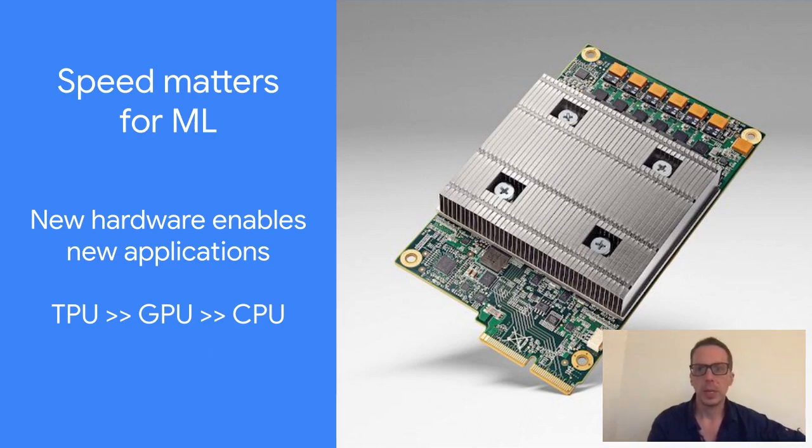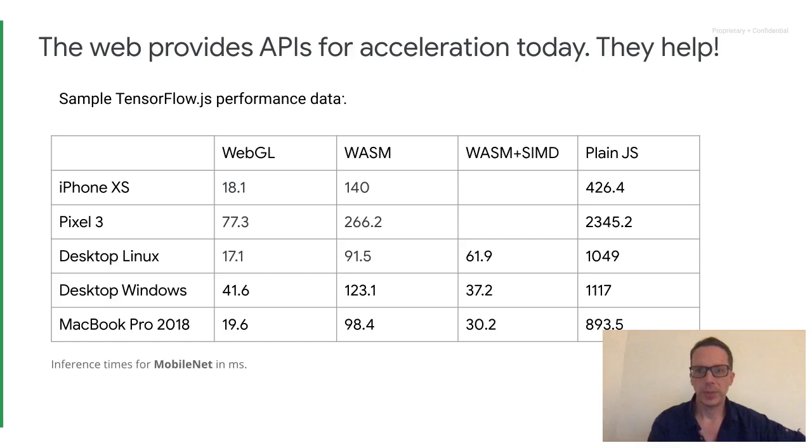We already have evidence that some of the recent web standards have improved performance for ML, sometimes dramatically. The TensorFlow team ran some benchmarks comparing plain JavaScript to WebAssembly, WebAssembly with SIMD, and WebGL. The results show that MobileNet models run 10 to 20 times faster on WebGL compared to plain JavaScript. That's a huge performance boost.